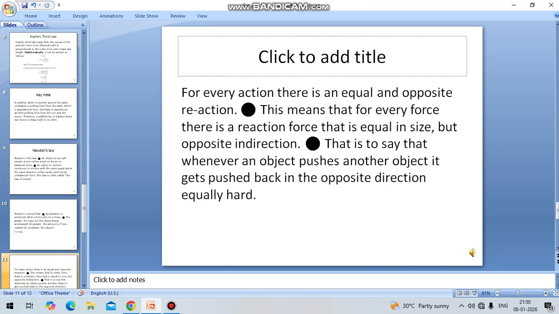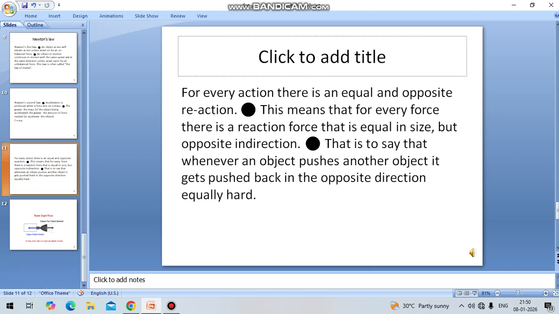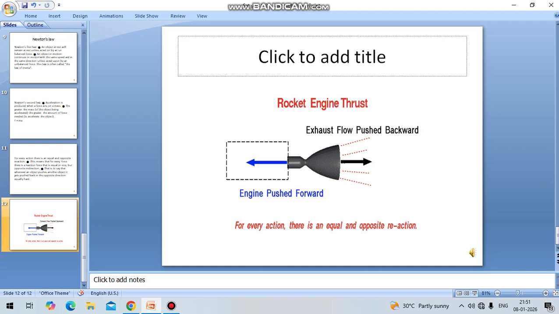The next is Newton's third law, the very common law we all know already. We can say that for every action there is an equal and opposite reaction. This means that for every force there is a reaction force that is equal in size but opposite in direction. That is to say, whenever an object pushes another object, it gets pushed back in the opposite direction, equally hard. This can be explained by the rocket engine thruster. Newton's third law states that for every action there should be an equal and opposite reaction.